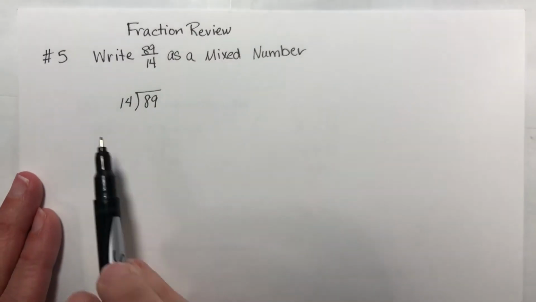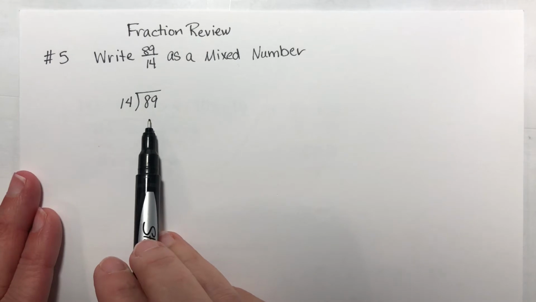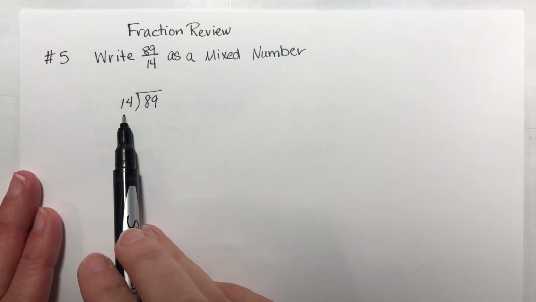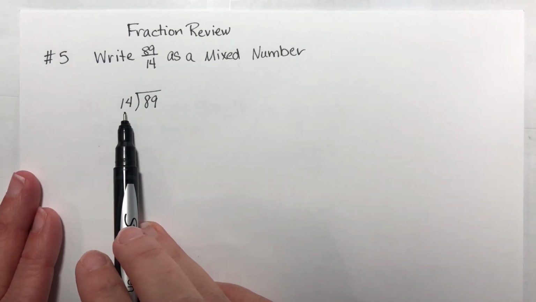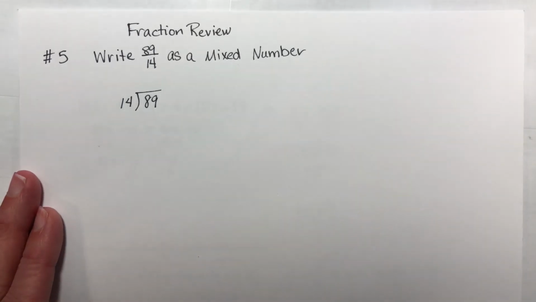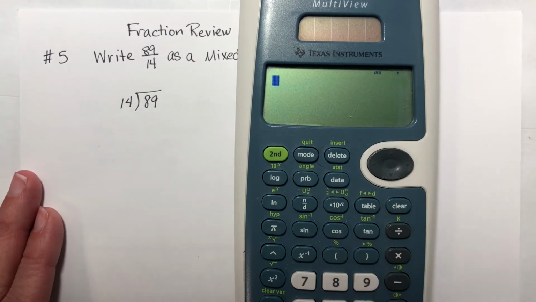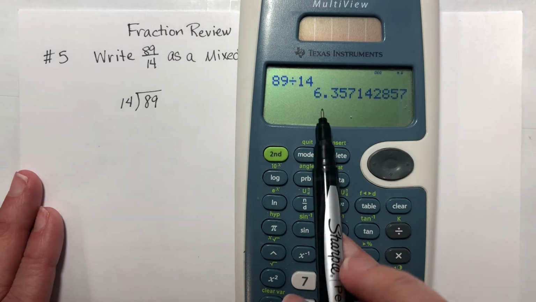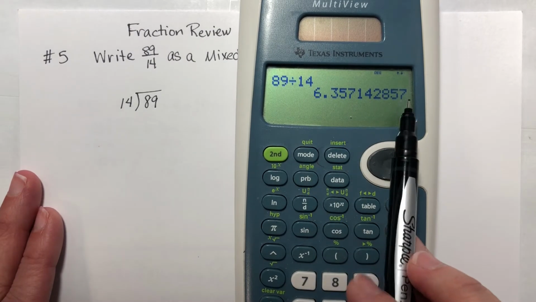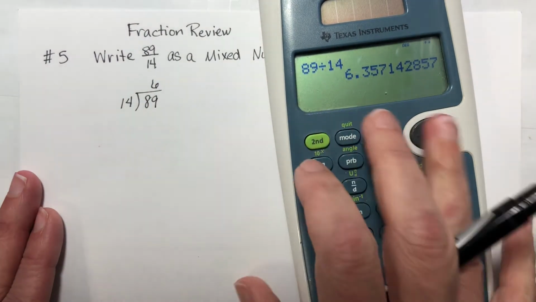Now this is not a number that I am extremely comfortable with. I don't know my multiplication tables for 14. I just don't. So what we can do is you can either use a calculator to get an idea, and in that case what I would do is 89 divided by 14, and I see that it goes to a decimal of 6 point something. That means I would have a 6 here.